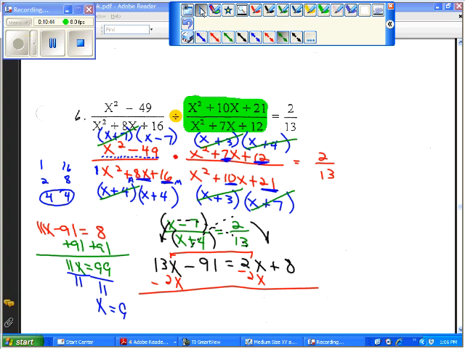So we're solving rational algebraic equations involving addition, subtraction, multiplication, and division. We began with simplifying algebraic expressions involving addition and subtraction.